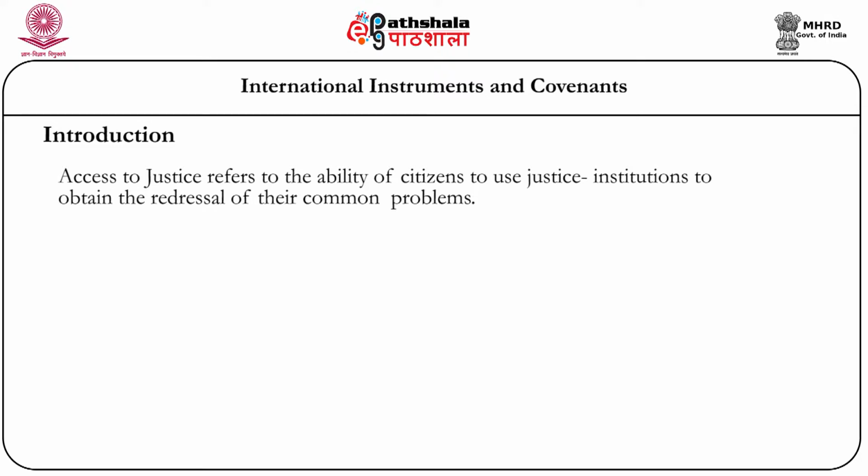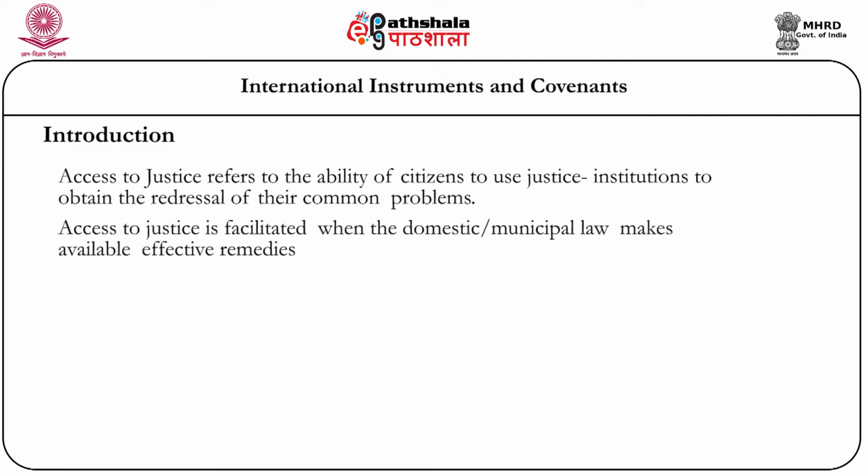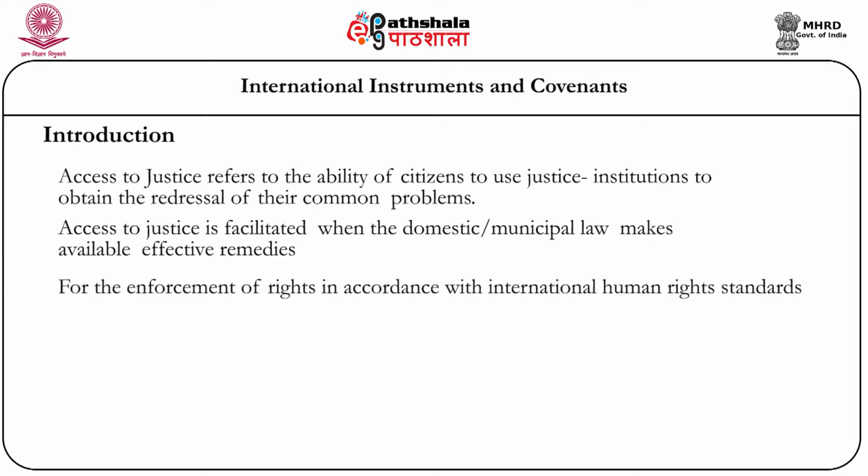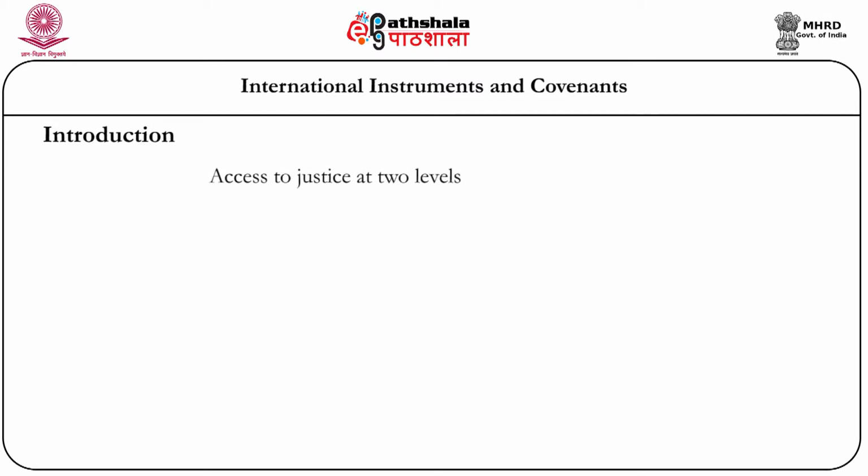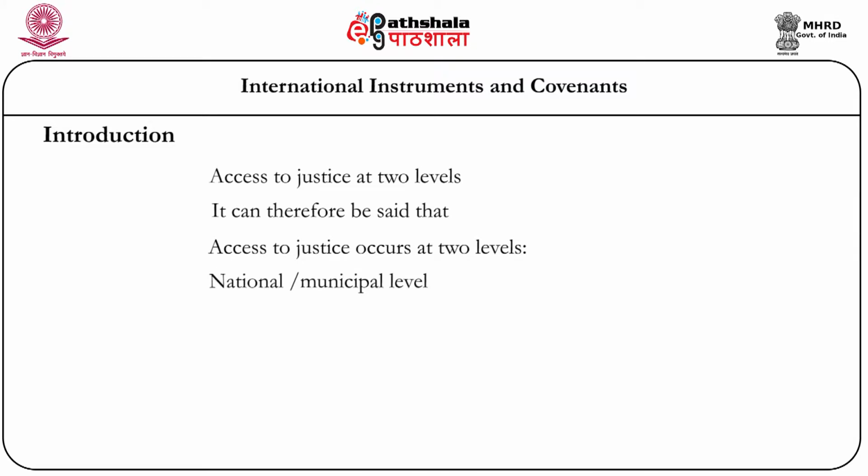Now, let us look into the introduction. Access to justice refers to the ability of the citizens to use various institutions to obtain and redress their common grievances or problems. Access to justice is facilitated when the domestic and municipal law makes available effective remedies for the enforcement of rights in accordance with international human rights standards. Access to justice occurs at two levels, national or municipal level, and second is international level.